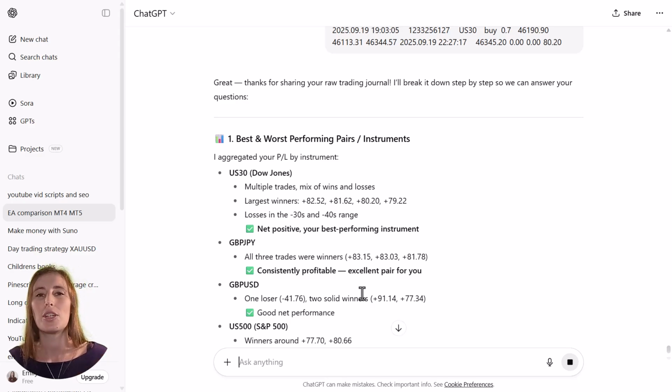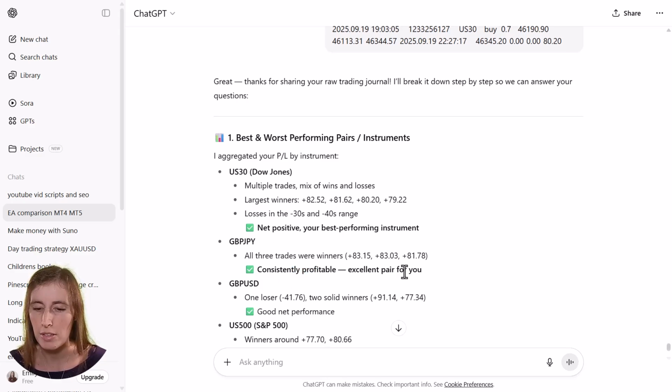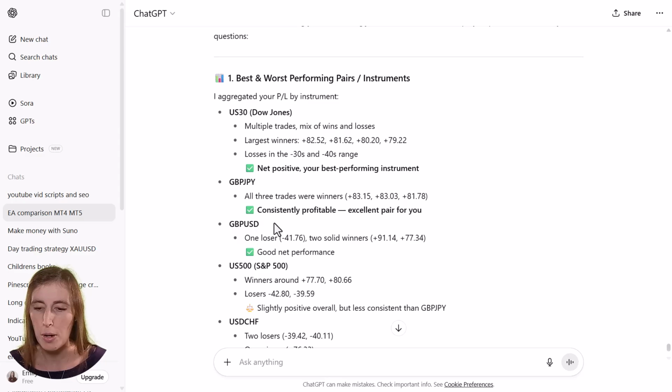It just makes it so much easier and it lays everything out neat and tidy so that you can just read it. Looking at the different currency pairs, we traded some indexes, the US 30, multiple trades, and it was positive, the best performing instrument. So that was US 30. Consistently profitable on pound yen, which is very good. Good net performance on pound dollar.